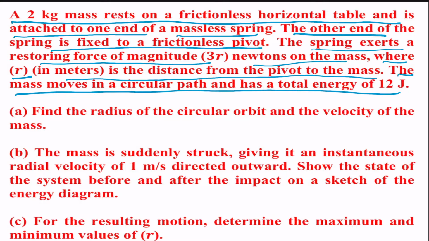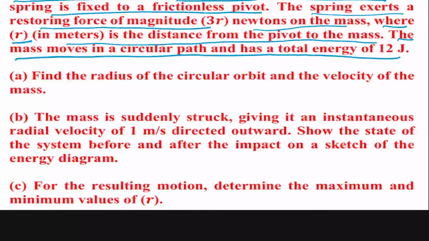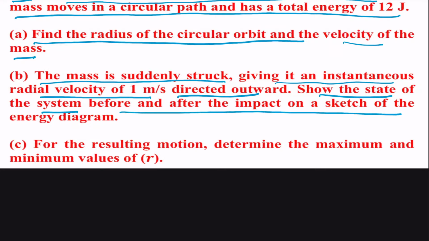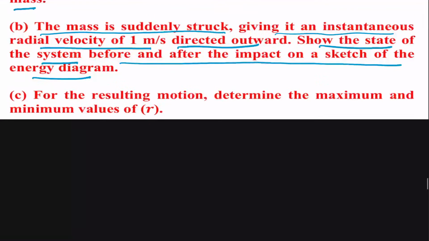So in order to find out the 3 questions rather: first, find the radius of the circular orbit and the velocity of the mass. Part B: the mass is suddenly struck, giving it an instantaneous radial velocity of 1 meter per second directed outwards. Show the state of the system before and after the impact on a sketch of the energy diagram. And part C: for the resulting motion, determine the maximum and minimum values of r.